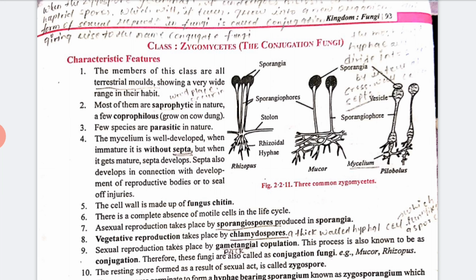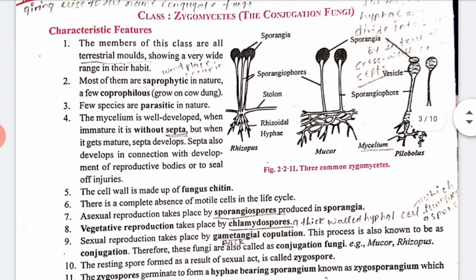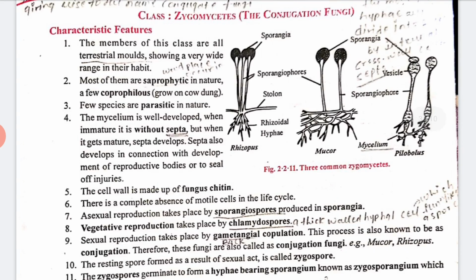Clear? It gives rise to the name conjugation fungi. Now again we have some characteristic features of Zygomycetes. So let's see the characteristic features. The members of this class are terrestrial molds having a very wide range in their habitat. Yes, most of them are saprophytic. Saprophytic means they occur generally in woody places in nature, right? A few species are parasitic in nature.